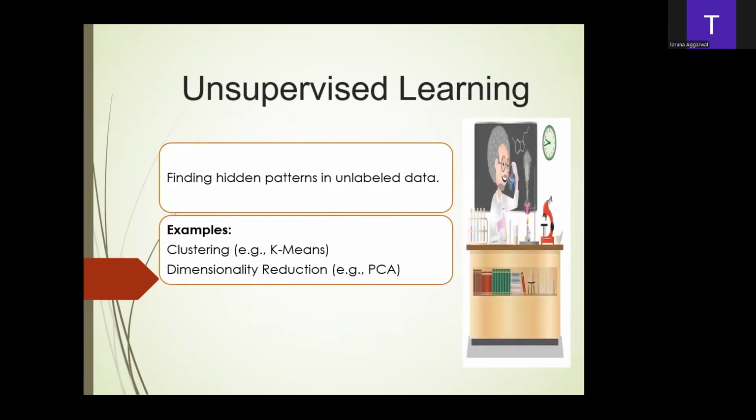Now, next is unsupervised learning. Unsupervised learning basically deals with unlabeled data. It finds hidden patterns in unlabeled data, and the algorithm tries to find hidden structures or groupings within the data. A common application is customer segmentation using clustering algorithms like K-means.